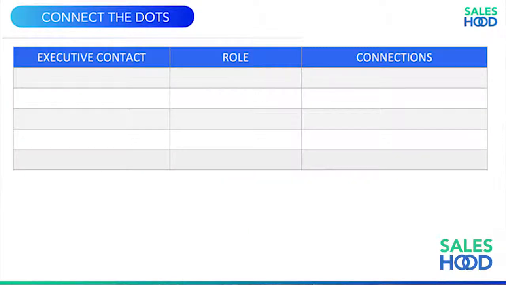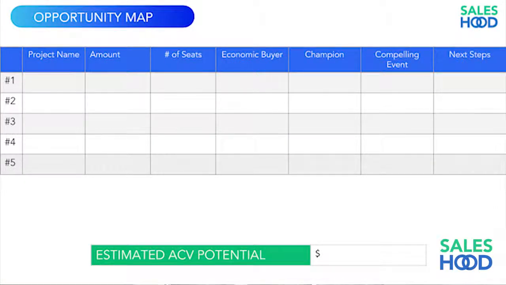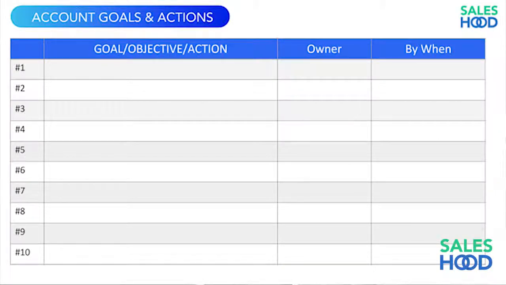The next one is the connect the dots strategy. And then we do an opportunity map where we start listing out, ballparks, some deals that we're going to start thinking about. So directionally, we know what this can look like in terms of a bigger deal. And then the action plan. And the action plan is critical, that there are owners and timeline and dates. That is the account plan.